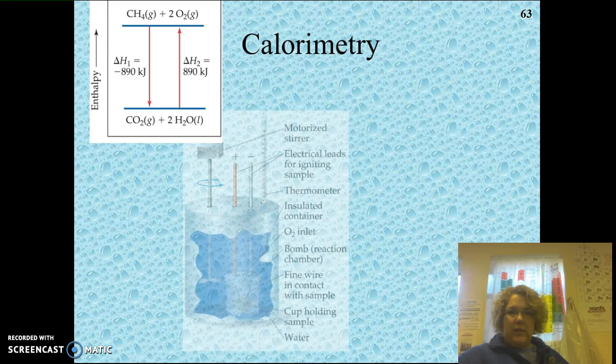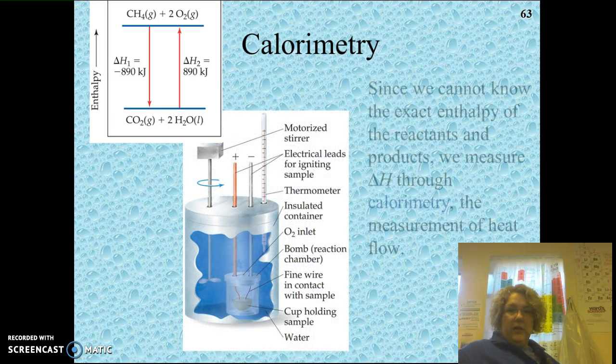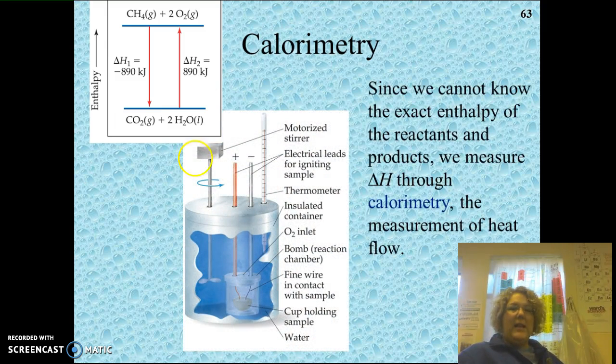So calorimetry involves just figuring out the enthalpy change of a reaction. It has to be the enthalpy change, though. We can't ever know exactly how much enthalpy the reactants have right now at this moment and then how much the products have afterwards. What we can do is measure the change, though, in their enthalpy.